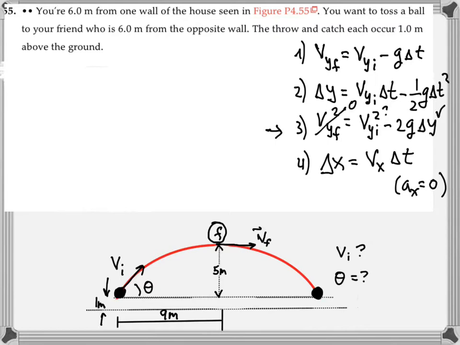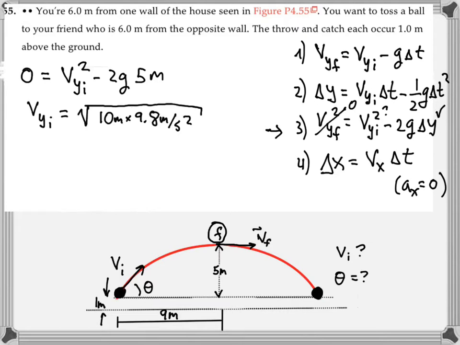So this is an equation that has an unknown, and everything else is known, so that equation will give us the y component of the initial velocity. If we replace on the left hand side, that's a 0, right hand side Vy initial squared minus 2 times 9.8 times 5 meters, which is the height of the final point. You replace those numbers and you solve for the y component of the initial velocity.